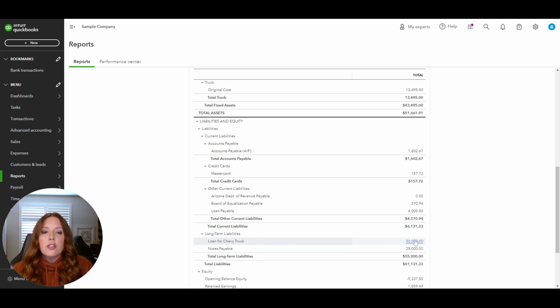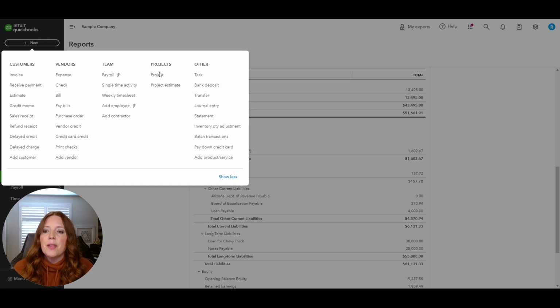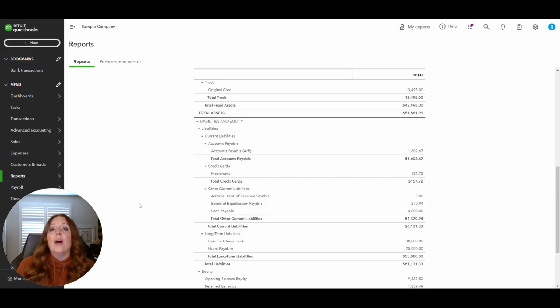So that is how you record things that are happening outside of your books. So if you need to make a journal entry, again, you're just simply going to hit new, you're going to go to journal entry, and you're going to record what happened outside of your books so that everything that your business owns is categorized correctly.